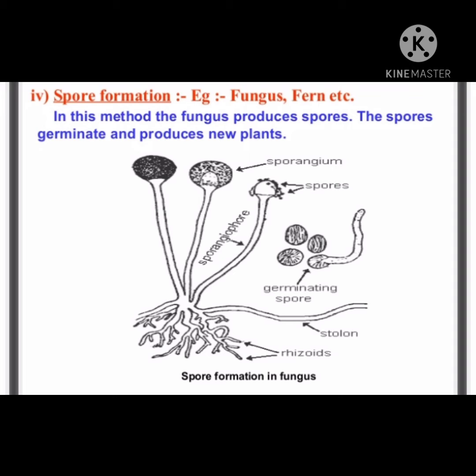Each parent alga has the capacity to produce new ones from its cut pieces or fragments. This is the method called fragmentation. Another method is spore formation. Spore formation is a common method of reproduction among fungi, ferns, etc.